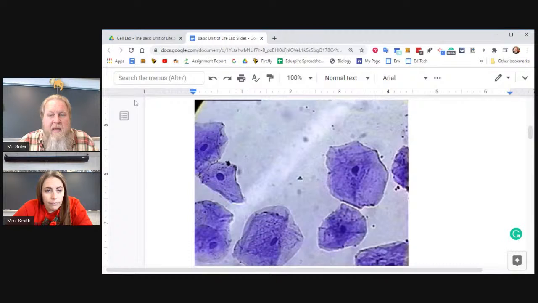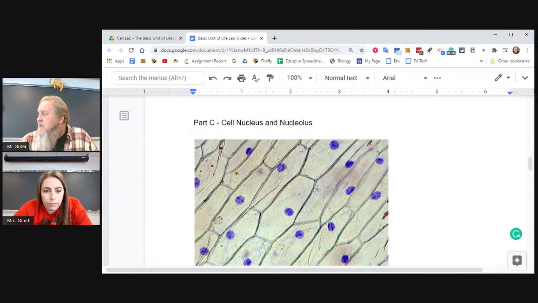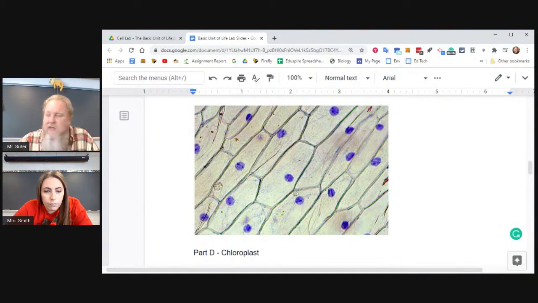We want to do part C. We want to keep these as short as we can, but get through the stuff for you. So we thought today we would break this into part A, B, and C. And then tomorrow we'll do the other 2 parts of the lab. And so part C is the cell nucleus and nucleolus.